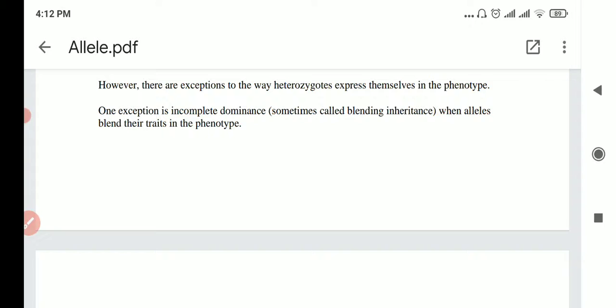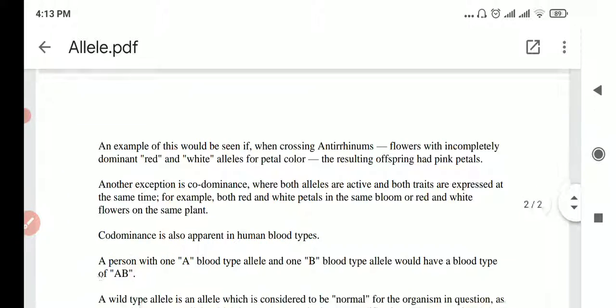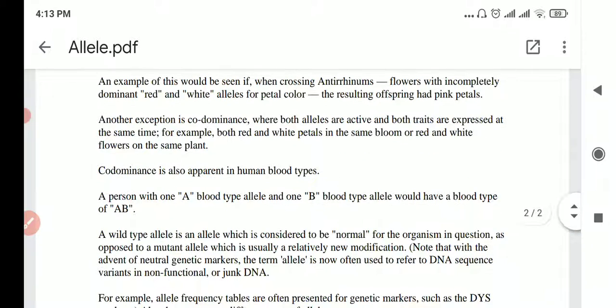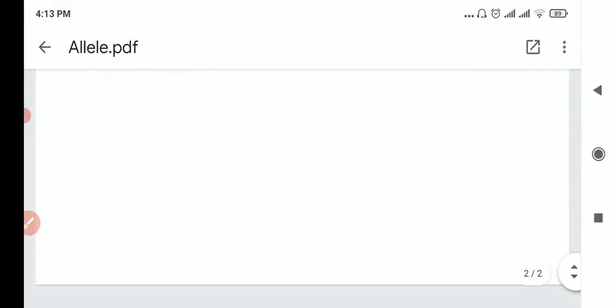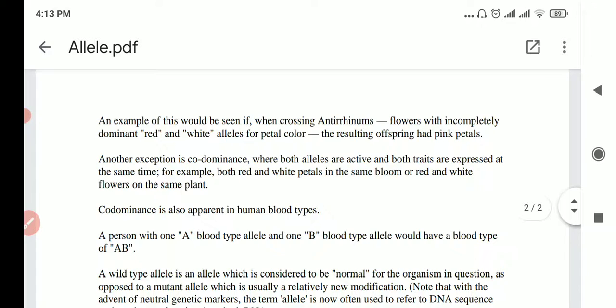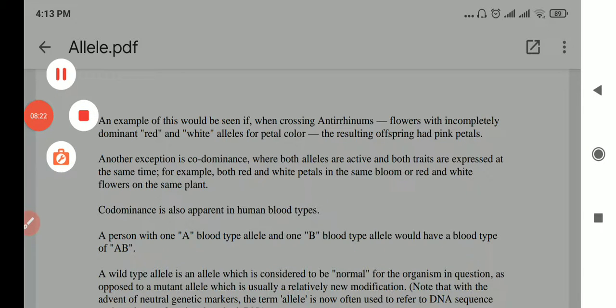So there are always exceptions to the rule. One is the incomplete dominance and codominance. I've already shown you last class. I will do a proper video on incomplete dominance and codominance after some time, when I talk to you about multiple alleles. I will just upload this video again.